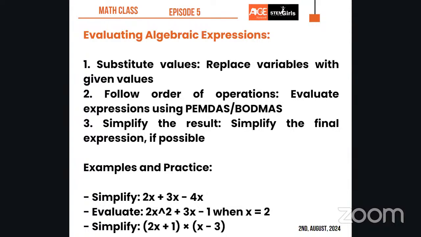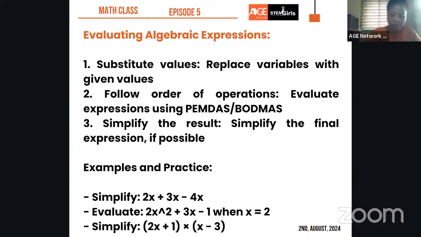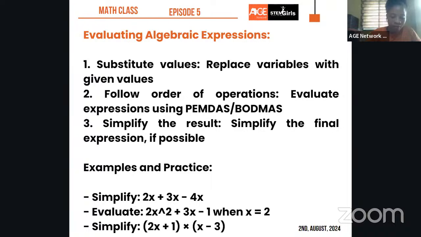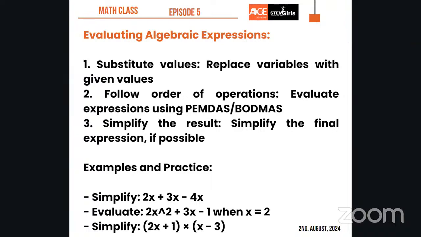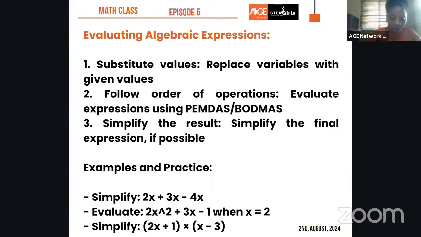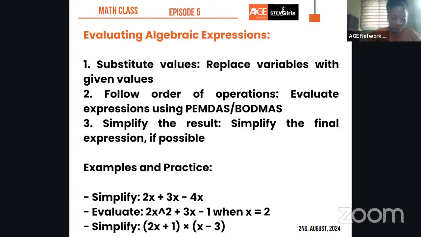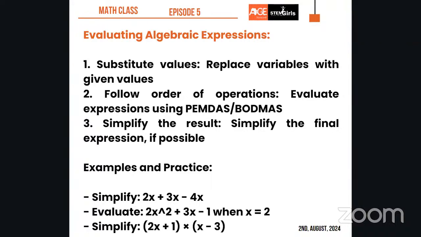So that is that. Now the second example says evaluate 2x squared plus 3x minus 1 when x is equal to 2. This second example is an example of the substitution method, which is the number one item in evaluating algebraic expressions. So what you need to do is, whenever you see x in that given expression, you substitute 2 into the algebraic expression.